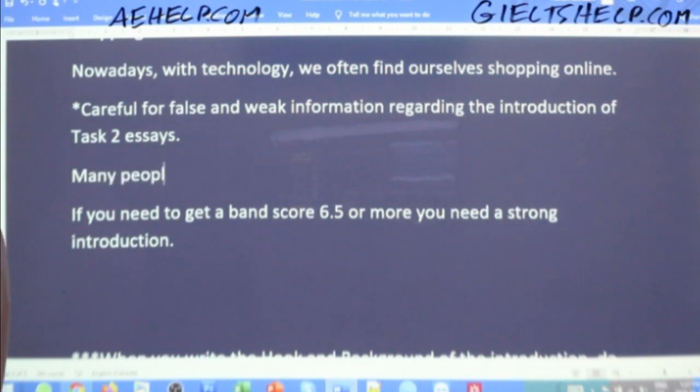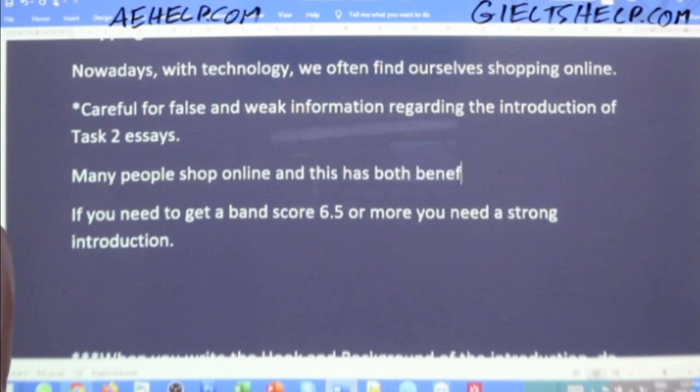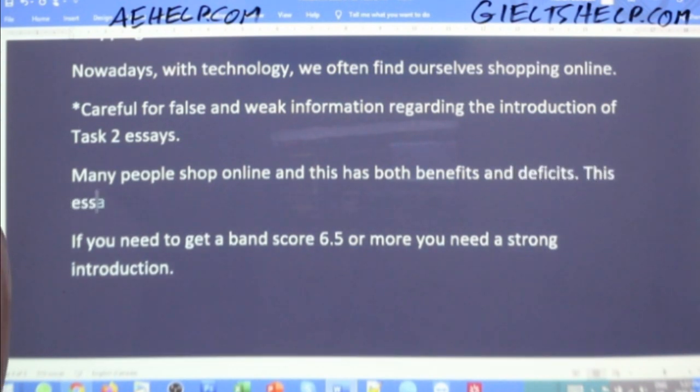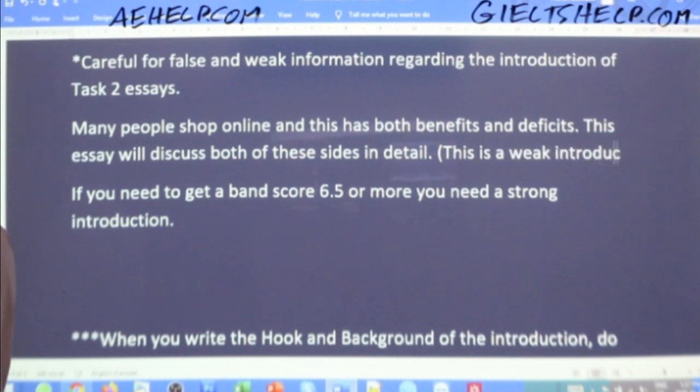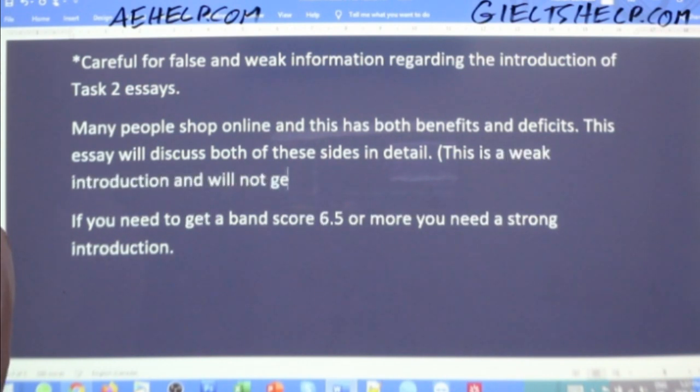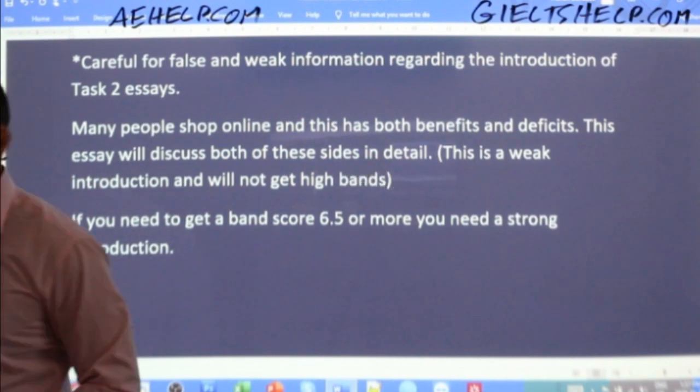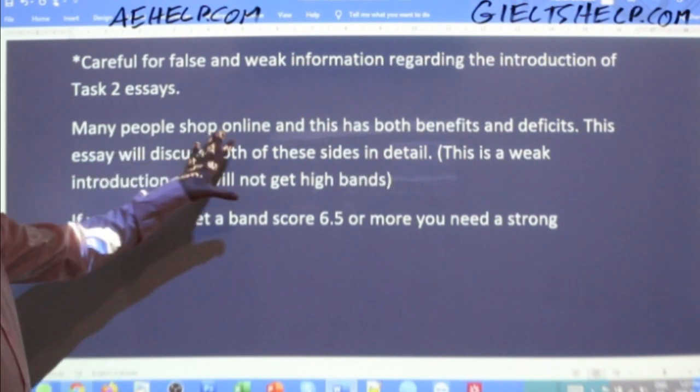Many people shop online, and this has both benefits, I'm going to do a bit of paraphrasing here, and deficits. This essay will discuss both of these sides in detail. Okay. So this is a weak introduction. It does not get high bands.